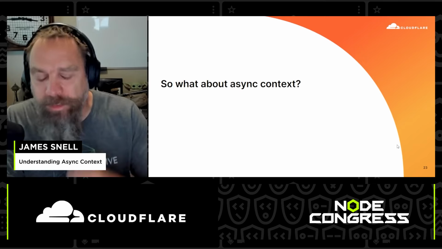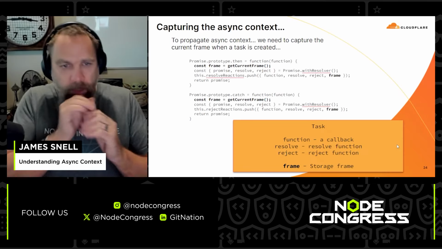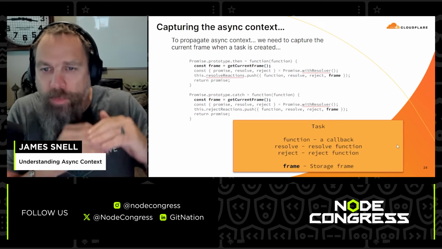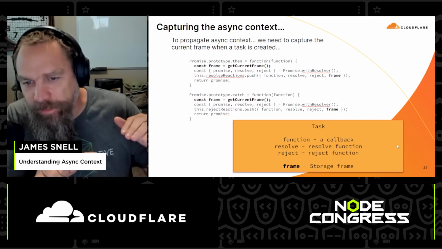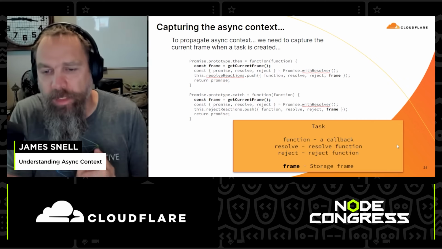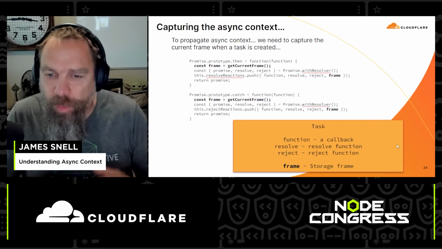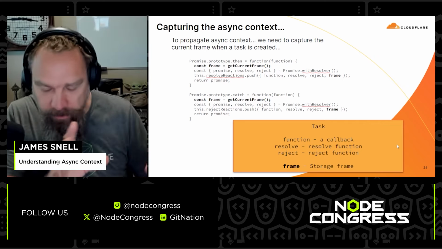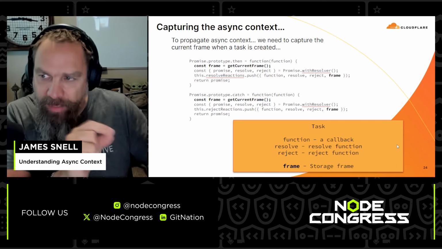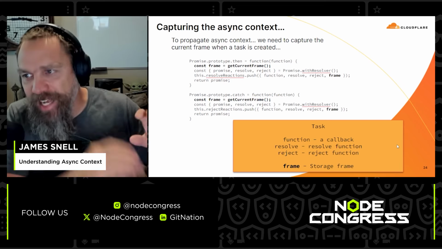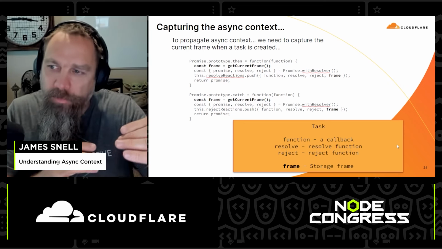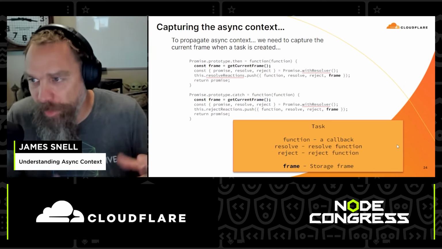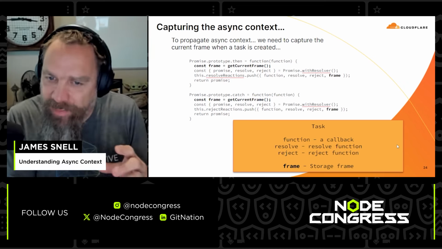All right, what about async context? Where does that play in all of this? Okay, so what we do when we call, again, this is looking at the then and catch. When we want to create that task, we have to add an additional field. And this additional field is a reference to whatever the current storage frame is. All right, so like I said, there's always a current frame, always. Initially, that's empty. But every time we call ALS run, we create a new frame and set it as the current. So when I call promise.then, right, it's going to grab whatever the current frame is, a reference to that, and store that reference in the task itself.